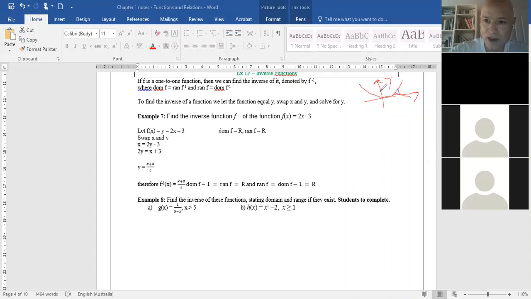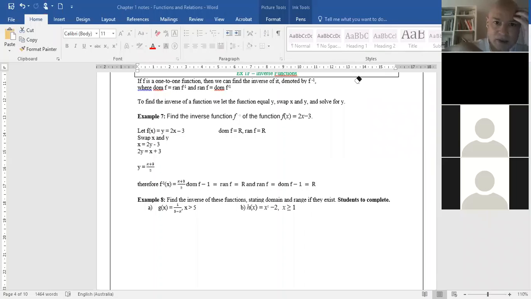For every y value, there is one x value. So this is not one-to-one, but straight lines are all one-to-one because for every x value we get a y value, and vice versa. For every y value, we get an x value. That's what a one-to-one function is. So if it's a one-to-one function, then we can work out the inverse of it.